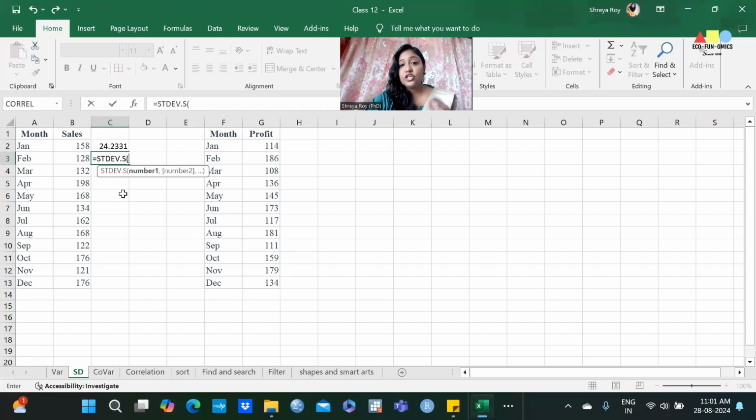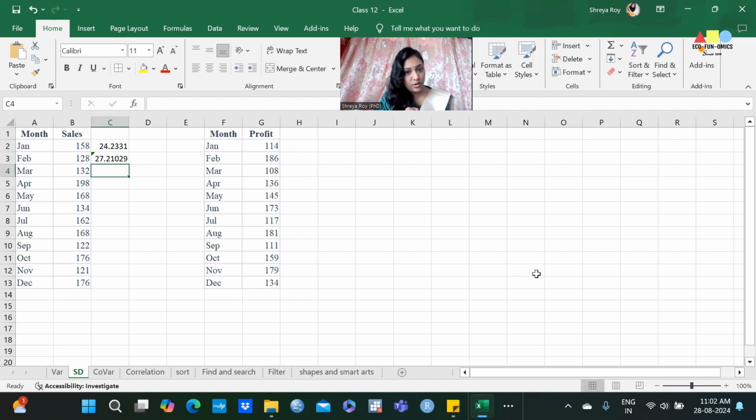=STDEV.S, or standard deviation sample, selecting 6 months, close bracket, enter. So when we take the half year, we see it is more dispersed, and when we take the annual data, it is relatively near to the mean.